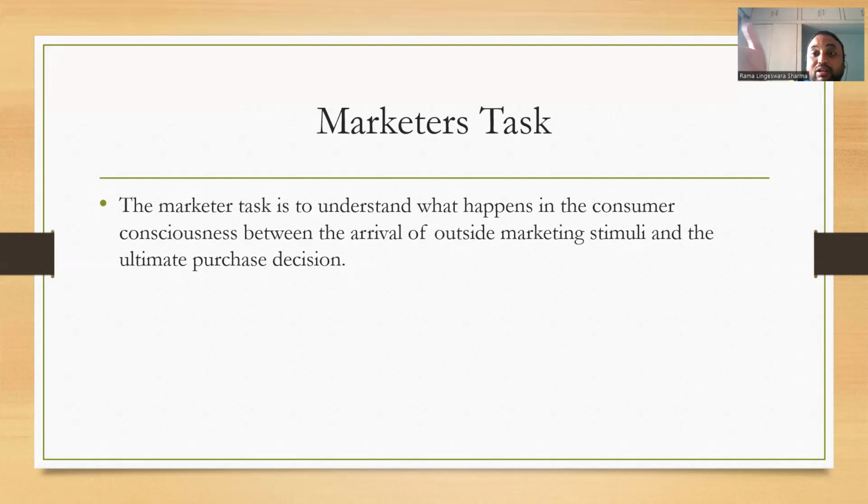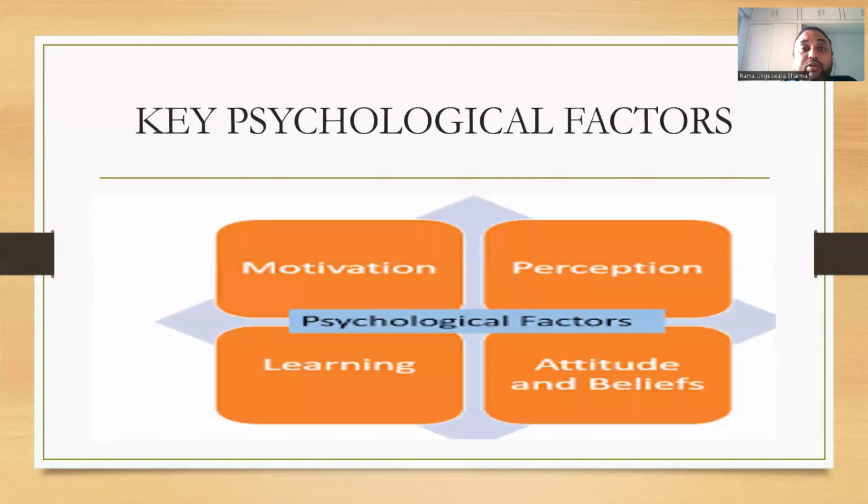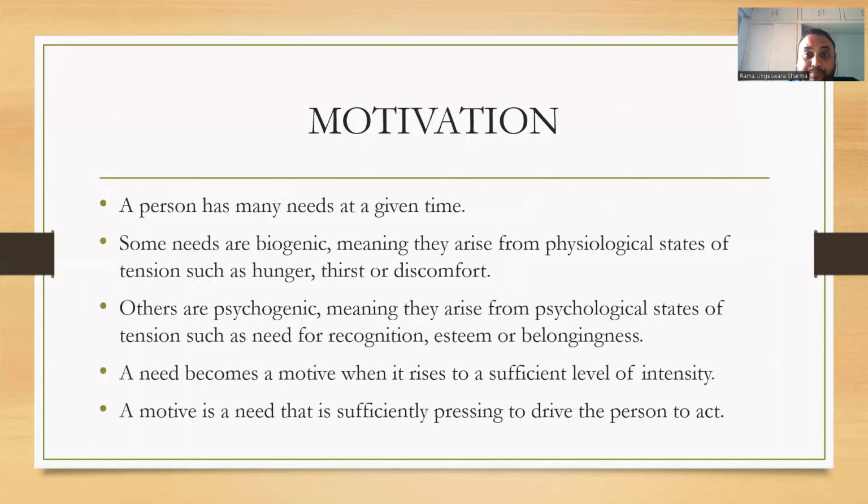Before taking a buyer's decision, and after marketing stimuli, what steps are involved? What happens in the consumer consciousness? That is what we are about to study. We have to study this as a marketer. So there are four key psychological processes: motivation, perception, learning, and attitude. We will learn about motivation in this lecture. These psychological factors are motivation, perception, learning, attitudes, and beliefs.